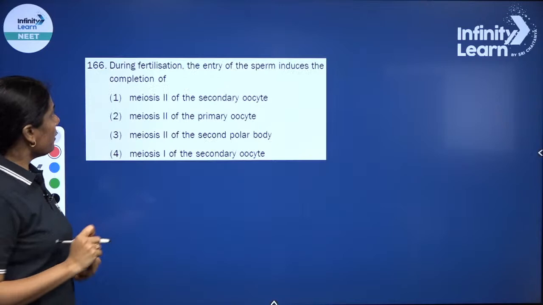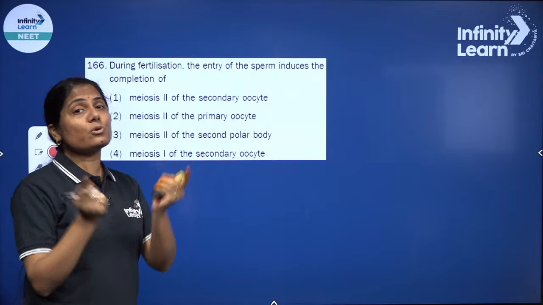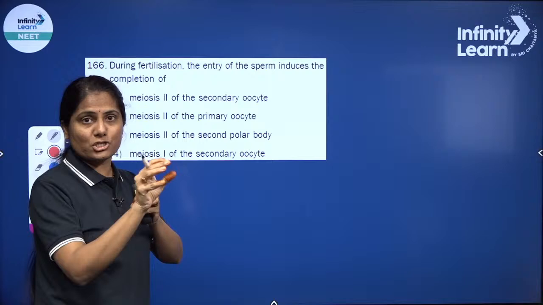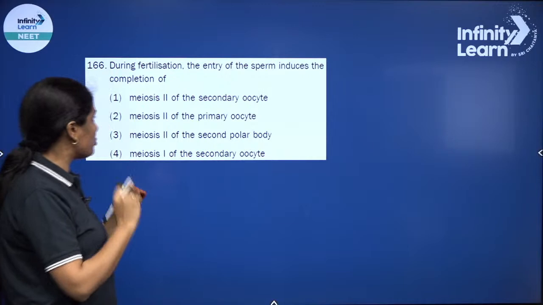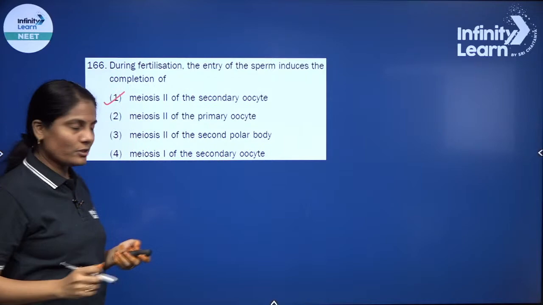During fertilization, the entry of the sperm induces the completion of. So, once the sperm entry is done, that's when meiosis 2 is going to be complete, right? So, it is basically arrested at metaphase. Initially, when meiosis 2 starts, it's not completed. When we are talking about ovulation, the ovum comes out, but it is at an arrested metaphase 2. It is only completed after the entry of the sperm. So, it's meiosis 2 of the secondary oocyte that is going to be complete, right?